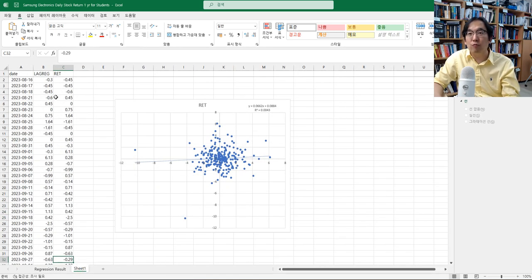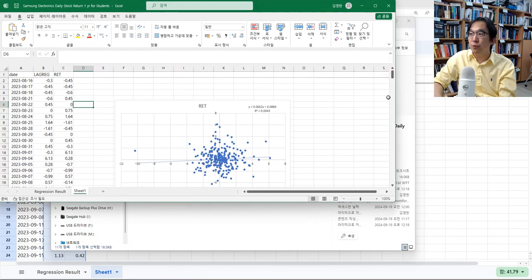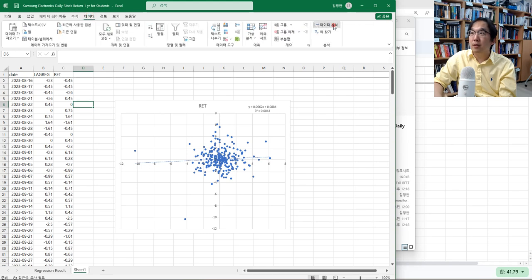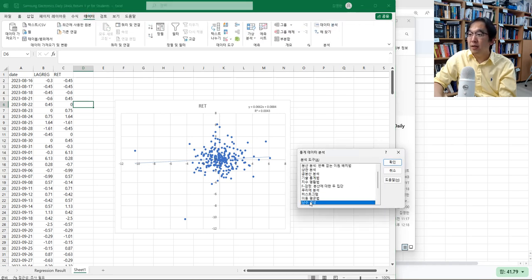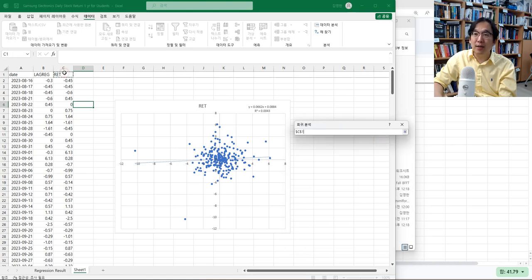Okay, how do we do linear regression? We need data analysis, right? Just to show you about it, here is how I would do it. Data, and then data analysis, and then here let's go to regression, 회귀 분석. I'm teaching you Korean. Anyway, if I click yes, you will see the range of y variables and range of x variables. Remember, y variable should be on your right hand side.